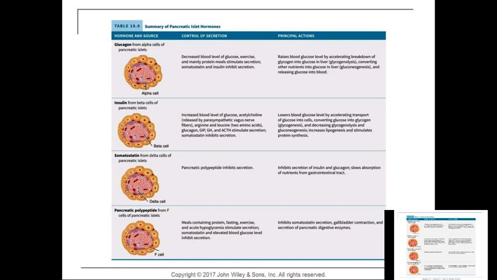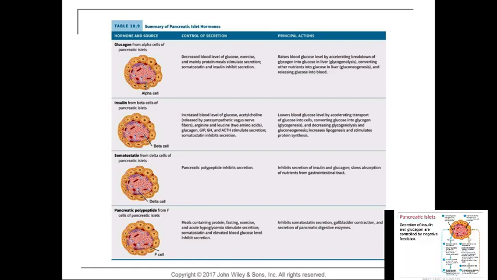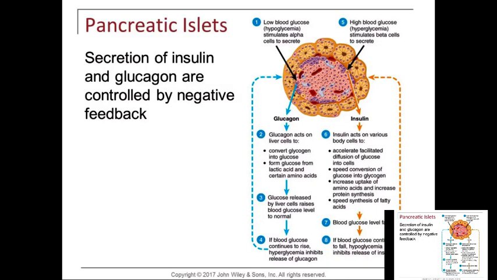Then you have somatostatin that inhibits the secretion of insulin and glucagon, so it's going to slow the absorption of nutrients from the GI tract. And then you have pancreatic polypeptide from the F cells, which inhibits the somatostatin secretion, gallbladder contraction, and secretion of the pancreatic digestive enzymes. So here we have the pancreatic islets.